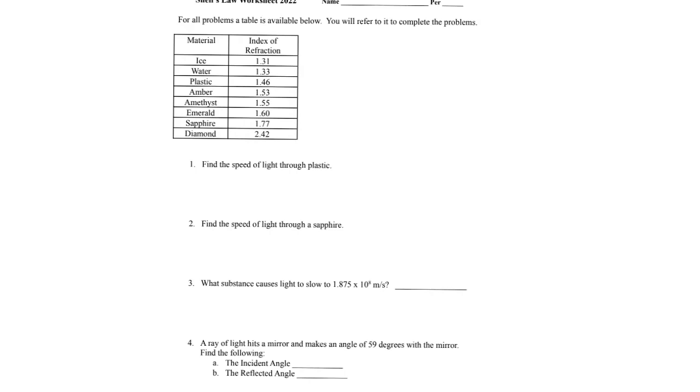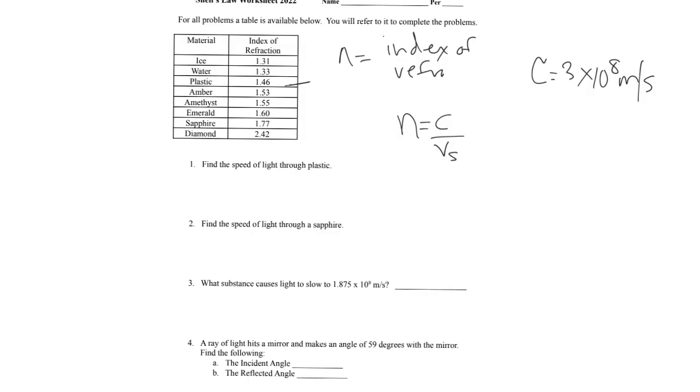We are going to be calculating the speed of light through plastic using the equation N equals C over Vs, where C is the speed of light in air or a vacuum, and Vs is the velocity of light in a substance that is not air or a vacuum. The speed of light we're going to use for air or a vacuum is 3 times 10 to the 8th. Using this equation and knowing the index of refraction for plastic, where N is the index of refraction, we're solving for Vs in this equation.